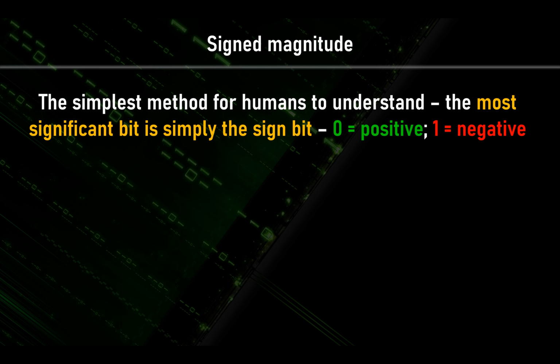Sign magnitude is the simplest method for humans to understand, since this is just how we write numbers on paper. Here they say the most significant bit is simply the sign bit. If it's 0, it's positive. If it's 1, it's negative.